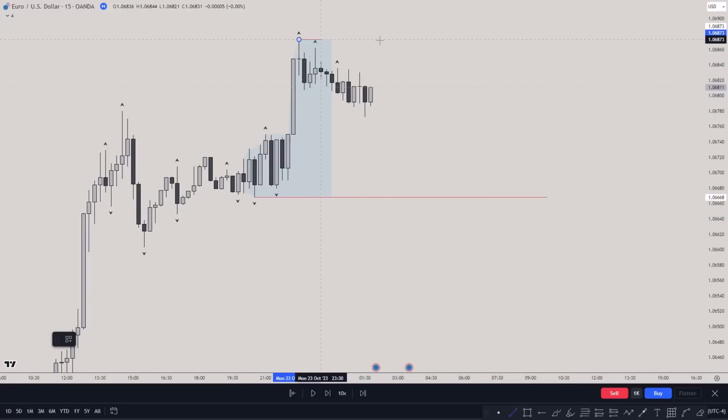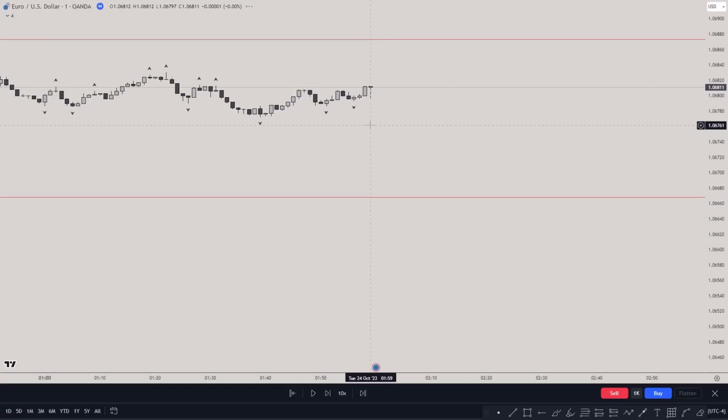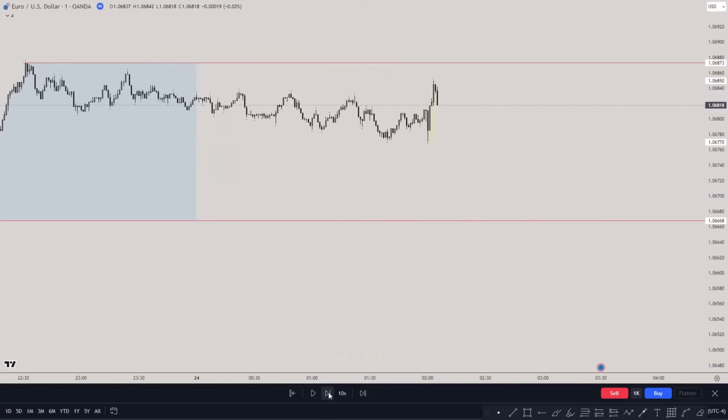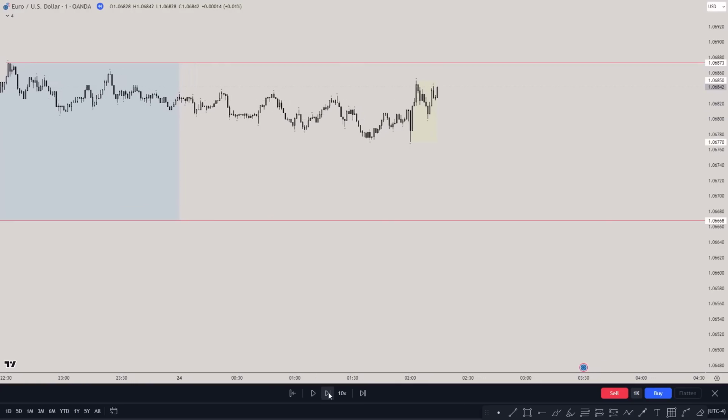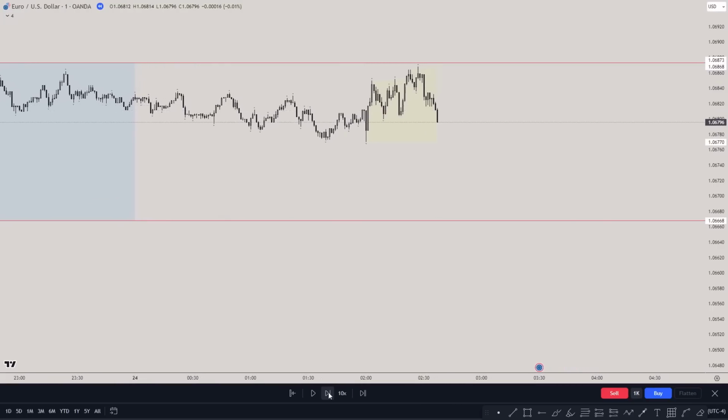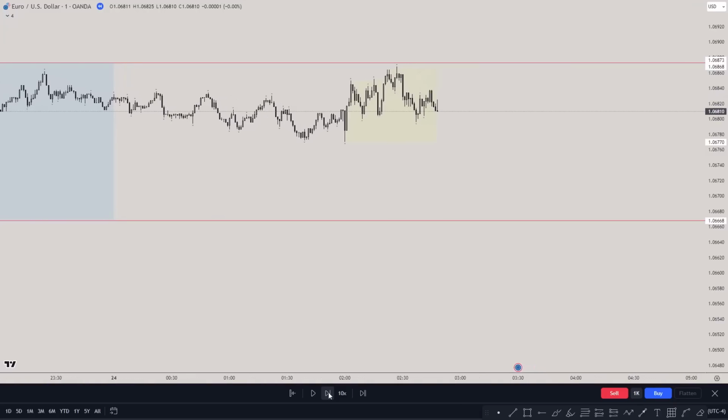So we have the high and low right here, and I'm gonna go to the 1 minute. It's 1:59, so now the London Killzone is starting. The price is going up. I'll be waiting for either of those levels to be taken. And okay, not taken yet. Taken.